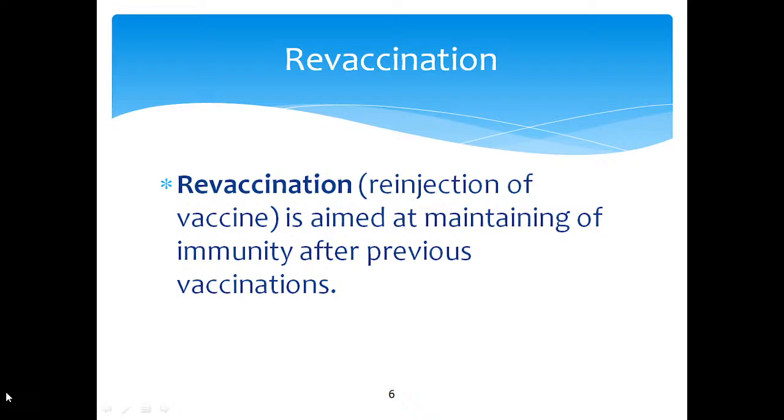Revaccination, that means reinjection of a vaccine, is aimed at maintaining immunity after previous vaccination. Once again, COVID-19: you know that for now we have a series of vaccinations, for example two times, and revaccination each 6 months. For the flu, children younger than 8 years old must be vaccinated two times, and after that each year. As adult persons, you must be vaccinated for the flu each year, for example in the autumn.